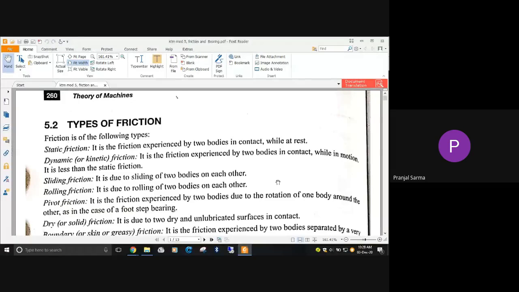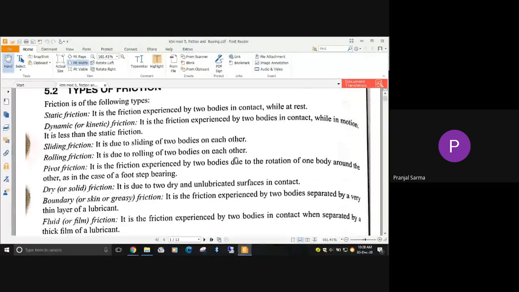Okay, that's why we're studying it once again. Now, I believe all of you already recall that there are different types of friction we can categorize. We can have static friction, which is the kind of friction experienced by two bodies which are in contact but at rest. Whatever friction is there at rest, that is the static friction.